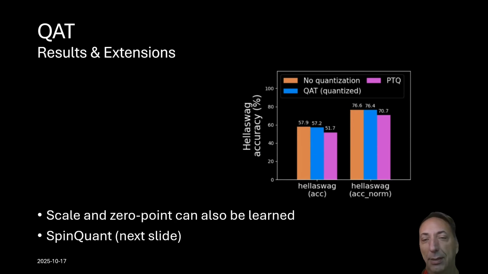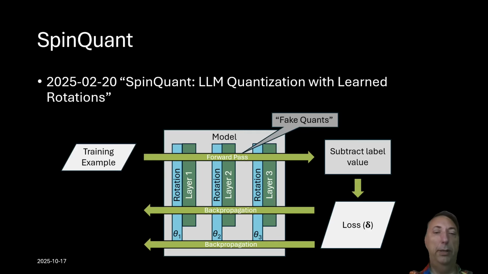This is showing that QAT is closer to the original floating point accuracy than PTQ. And besides learning the rotations, you can also learn the scales and 0 points. Or you can do this rotation. You're doing your forward pass with fake quants again. And in this case, you're applying your loss to both the weights and the rotation angles.